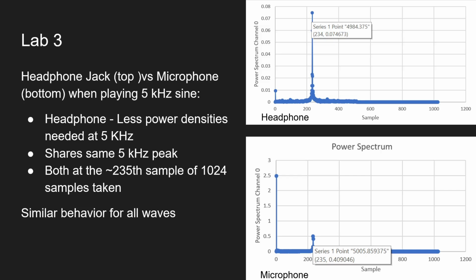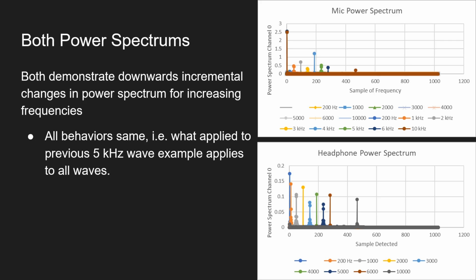However, although both were taken at the 235th sample of 1024 samples taken, we could also see that all of these observed behaviors are similar for all waves for both the headphone and microphone jack for their respective samples. So let's look at that right quick. Both demonstrated downwards incremental changes in the power spectrum for increased frequencies. And we could see that over here, where generally all of our peaks align, like so, as you guys could see between these two.